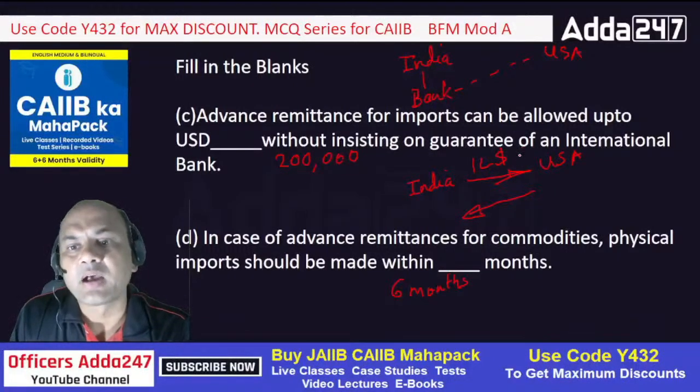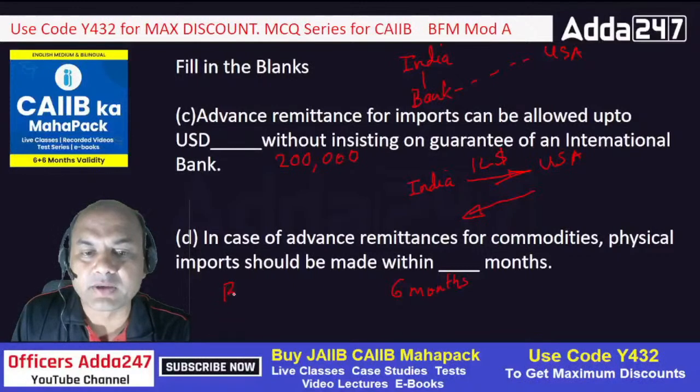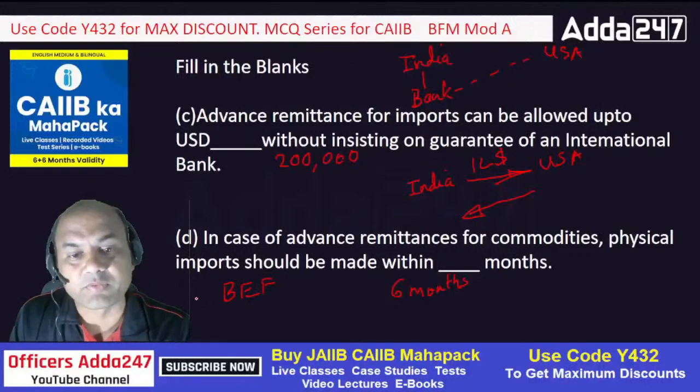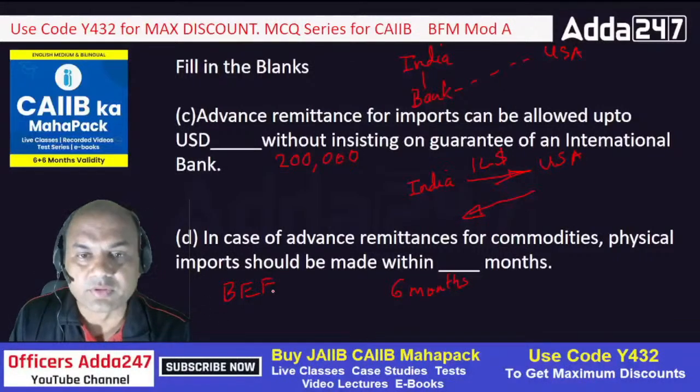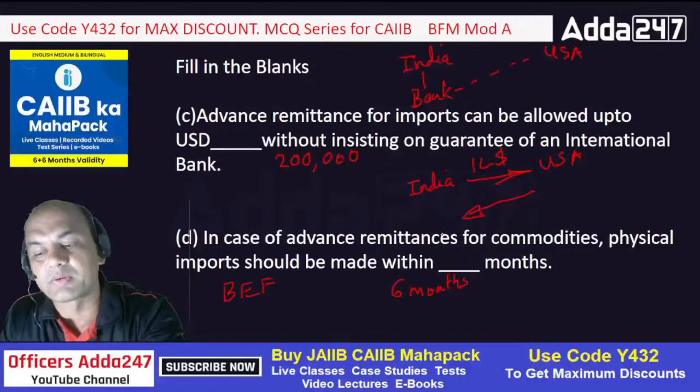How is this tracked? This is tracked using BOE, Bill of Entry, BEF reporting. This report is very important from the banker's point of view. So the maximum is 6 months. Generally banks track it for the first 3 months, and if the goods are not received within 3 months, they immediately report it to RBI through BEF reporting.